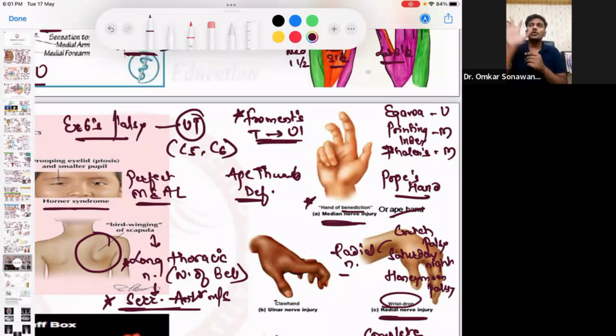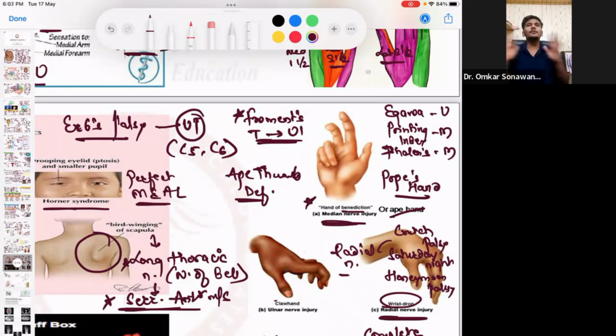If I talk about the lumbricals, lumbricals help in flexion of the fingers. So the first and second lumbricals are innervated by the median nerve, whereas the third and fourth lumbricals are innervated by the ulnar nerve. Okay.